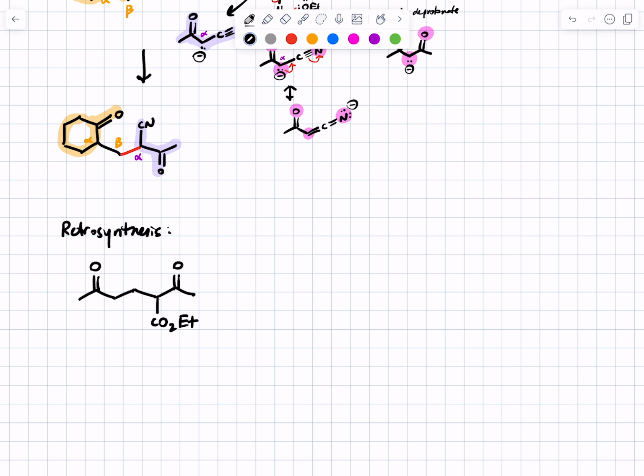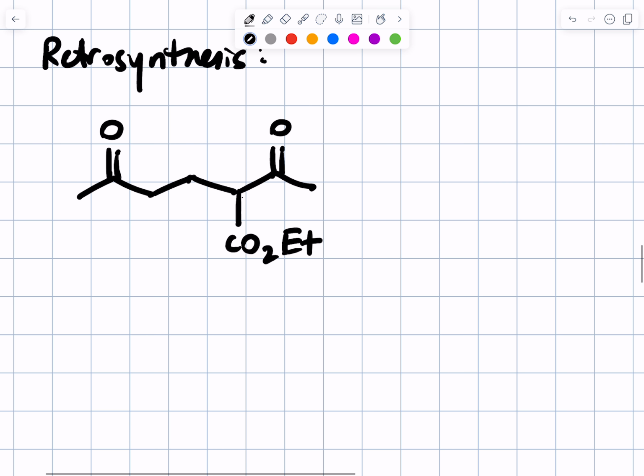Now, I drew it that way because that is the way it is drawn in your text. Some of you are going to get tripped up by the CO2Et abbreviation. You may not be sure what to do with that. That is an abbreviation for an ester. So what that means is carbonyl here, oxygen here, ethyl group there. Okay. So with that, we need to recognize a Michael product.